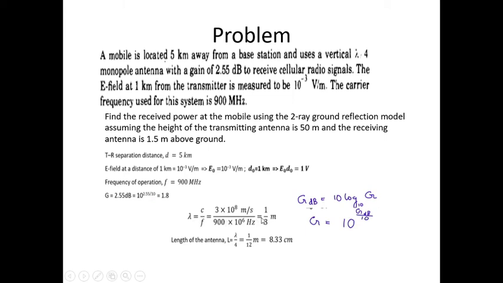So we can find out the value of lambda. In this case it is 1 by 3. Then the gain of the receiver antenna in this case is given as 2.55 dB. Since its value is in dB, by using this particular equation we have to convert it and we will get the value as 1.8. And the length of the antenna is given as lambda by 4. Once we know the value of lambda, we can get the value of L. Now what is the first thing? We have to find out the received power of the mobile.